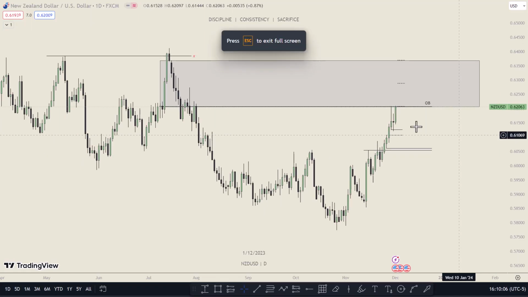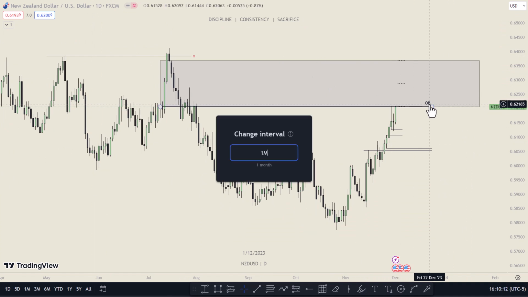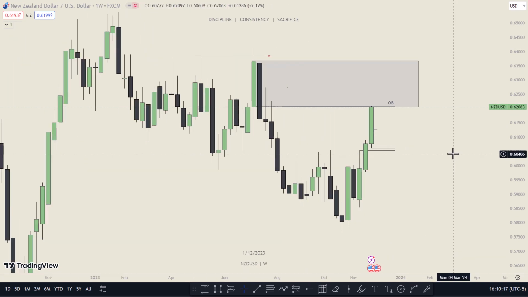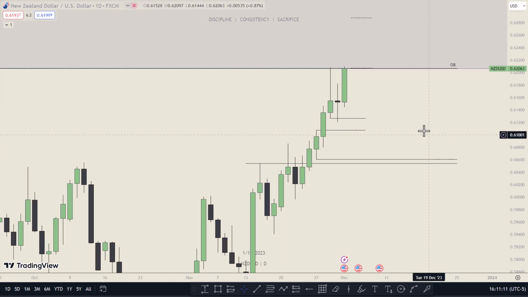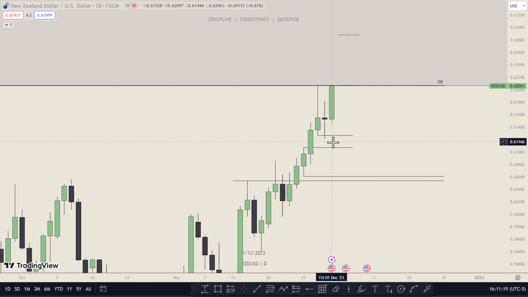So this is the New Zealand dollar against the US dollar. This order block is a monthly order block, I believe. No, it's a weekly. So this is a weekly order block, and I'm looking for price to dig deeper into this order block. I'm not looking for a reversal here. So I want to see more bullishness. If we go to the daily time frame, as you can see the order flow is still bullish. We have an expansion, and then price returned to this fair value gap right here, and we have another, and price started reacting from it.